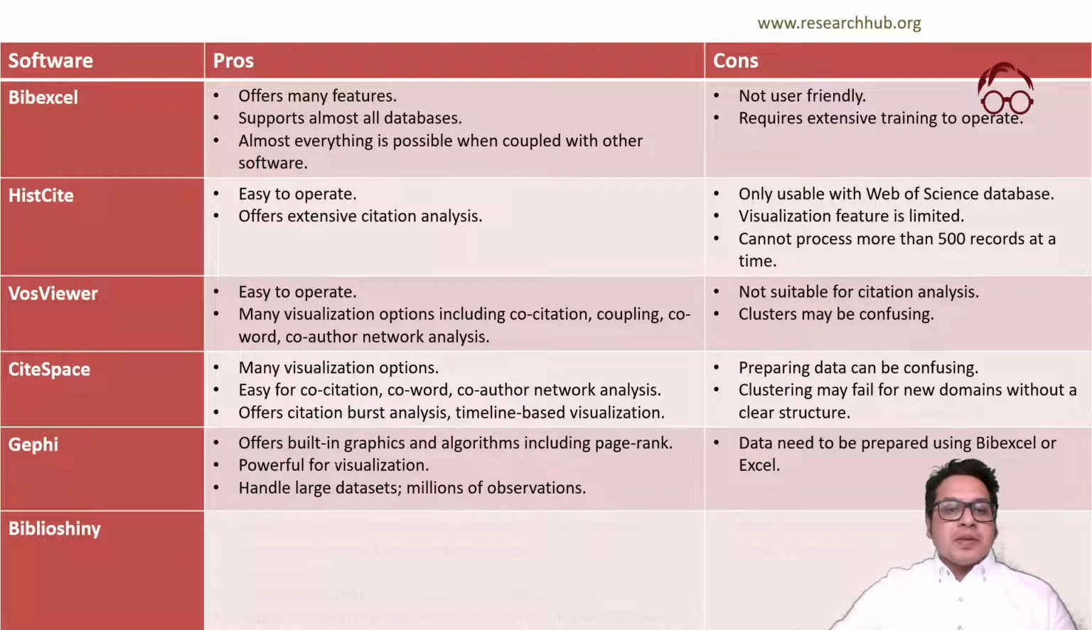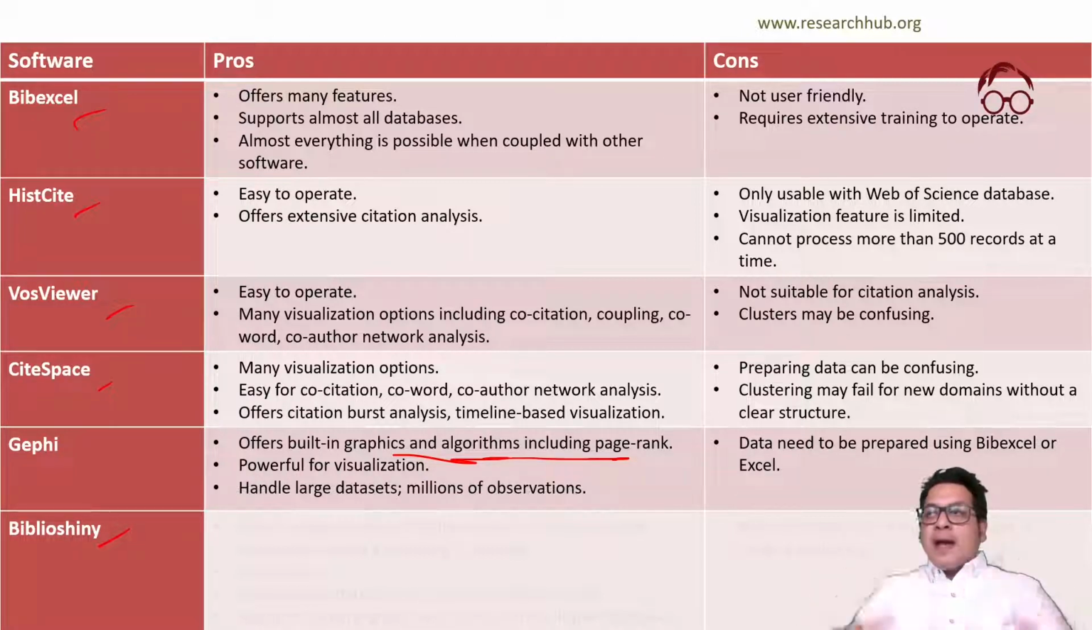For Gephi, it offers very advanced algorithms for network analysis. So Gephi, VOSviewer, CiteSpace, Biblioshiny, HisCite, BibExcel, these were actually developed mainly focusing on academic network analysis and citation analysis. But Gephi was built for social networking analysis and network analysis in general. So Gephi offers a lot more algorithms for network analysis in general.